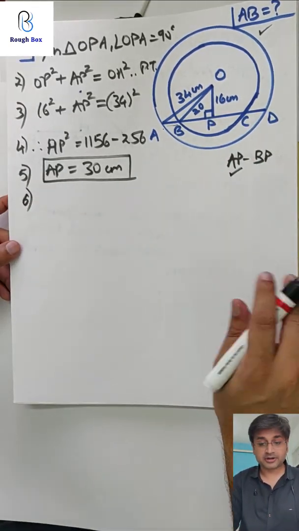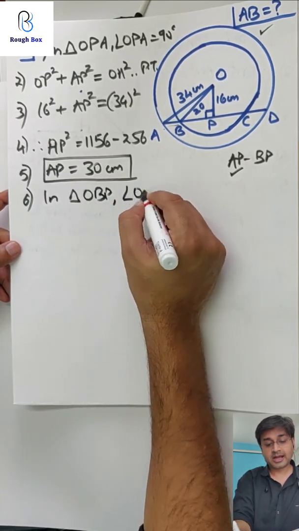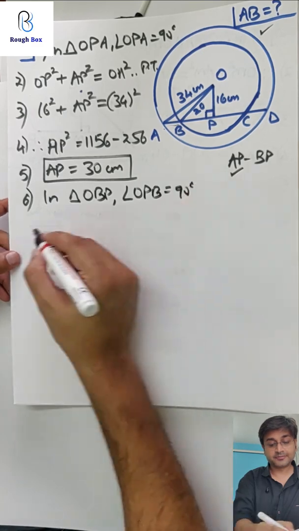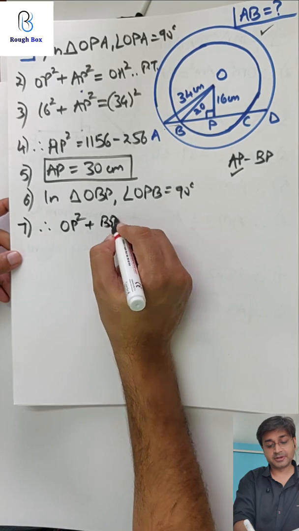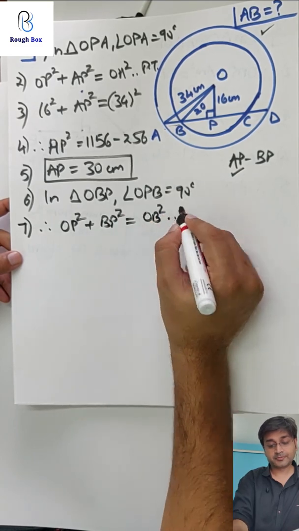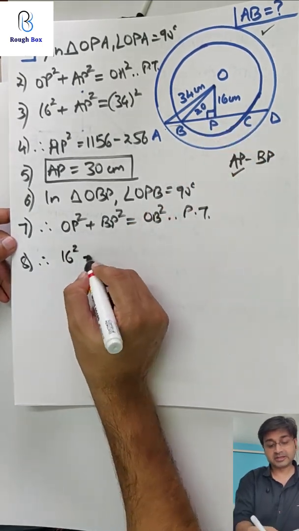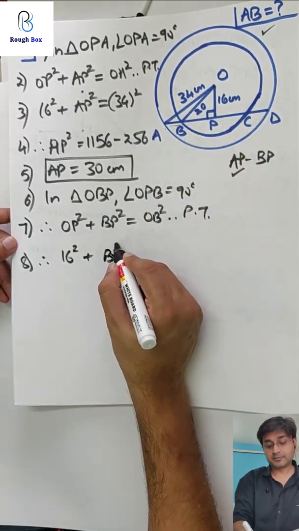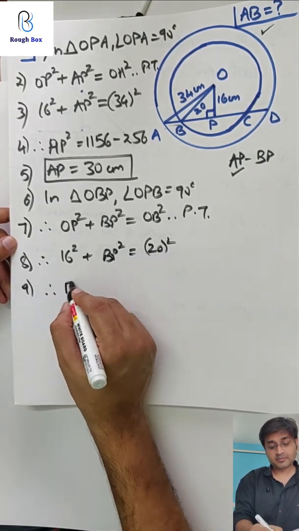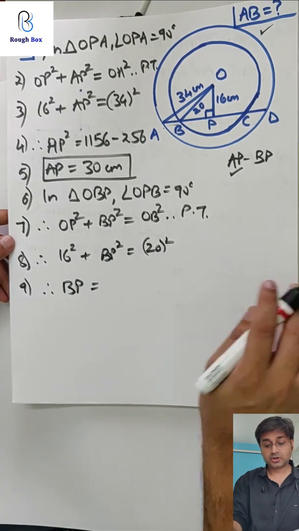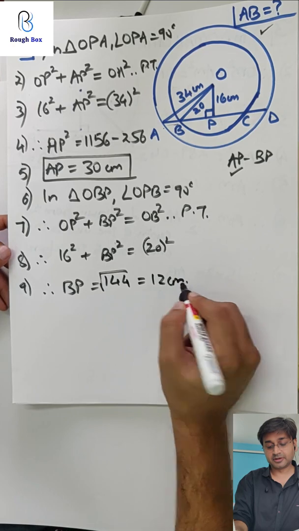Come on, at least pause now and try on your own. Come on, go ahead. So in triangle OPB, angle OPB is again 90 degrees. So we are applying Pythagoras for the second time. OP squared plus BP squared equals OB squared. Pythagoras theorem. So therefore OP is 16, BP is still unknown and this is 20. So 400 minus 256 is going to give you 144 under the root. So that is 12 centimeters.